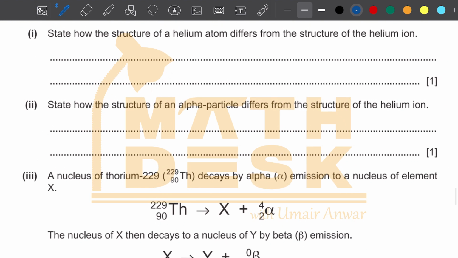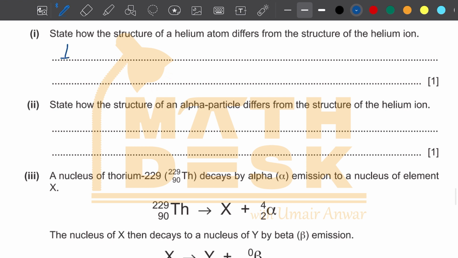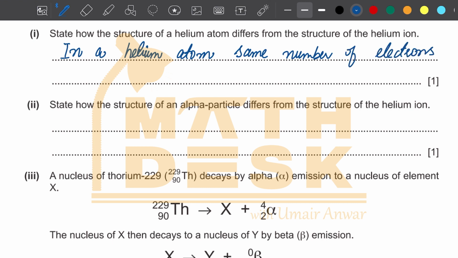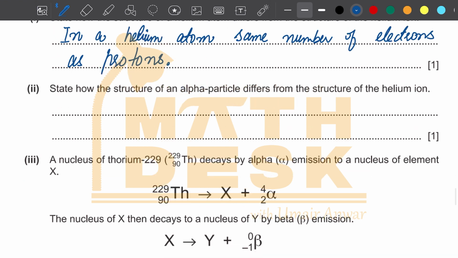So in a helium atom, the neutral atom of helium, we have the same number of electrons as protons, while in an ion we have a lesser number of electrons than protons.